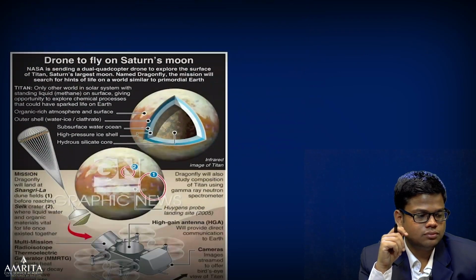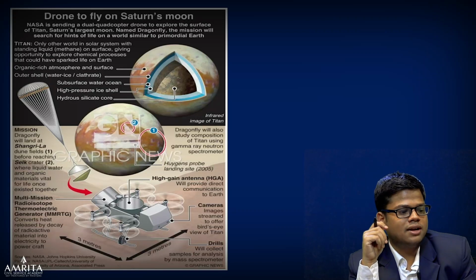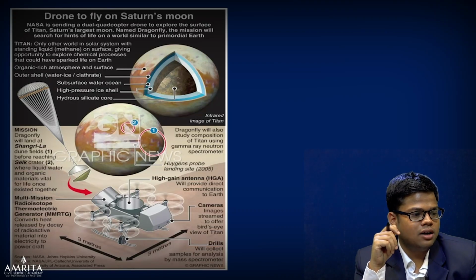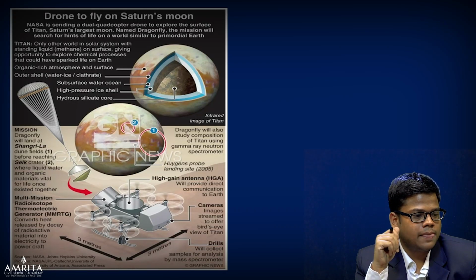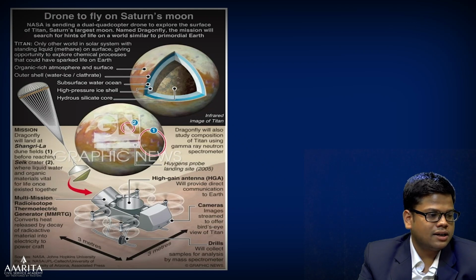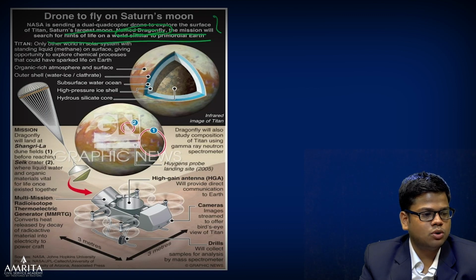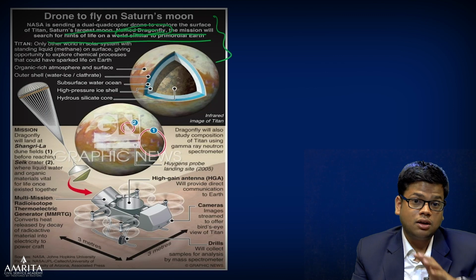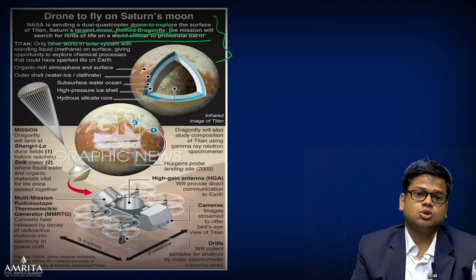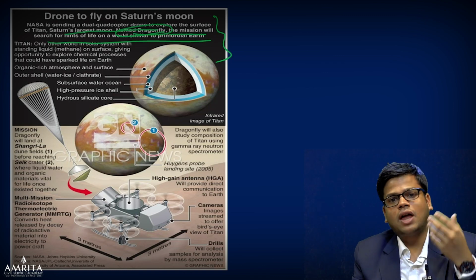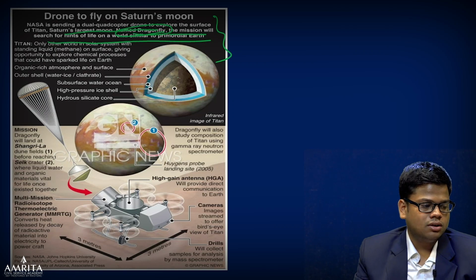So a drone to fly on Saturn's moon. NASA is sending a dual-quad drone to explore the surface of Titan, Saturn's largest moon, named Dragonfly. The mission will search for hints of life on a world similar to the primordial Earth, like Earth in a previous form. So in the future, is there any possibility of life on Saturn? It will think about it.